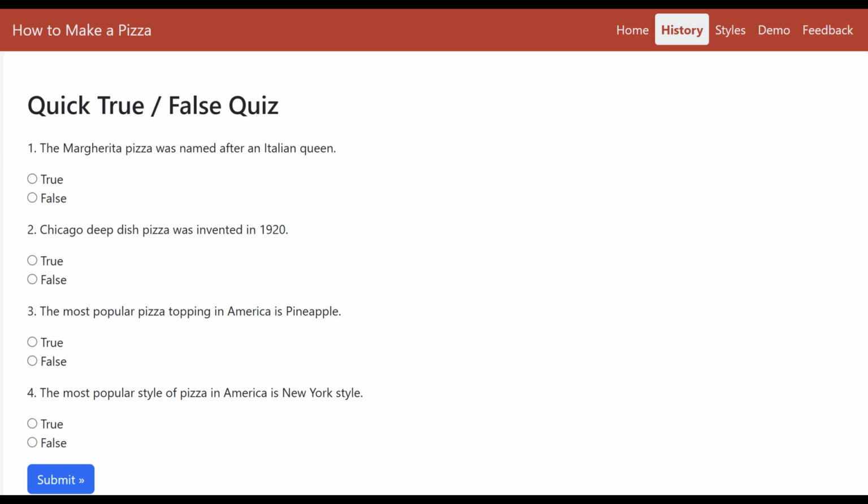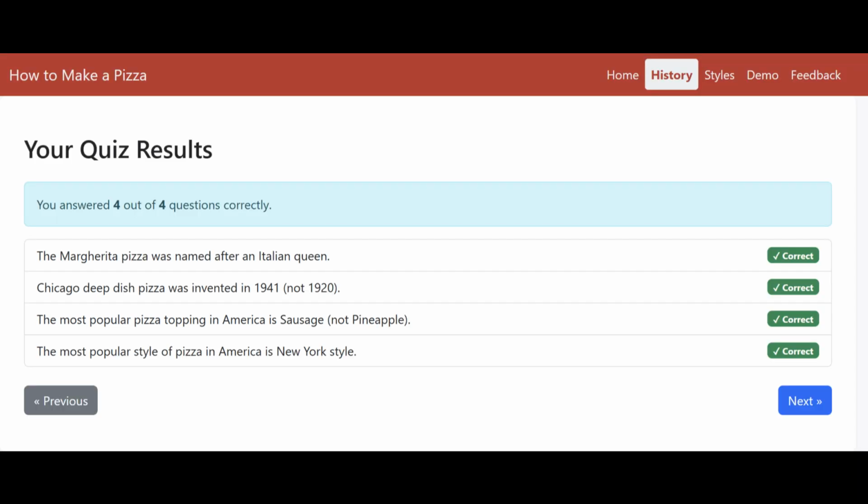In my first section, where I went over a few pizza facts, I administered a short true-false quiz at the end. It was meant to be easy, and the next screen shows how the results were immediately displayed.